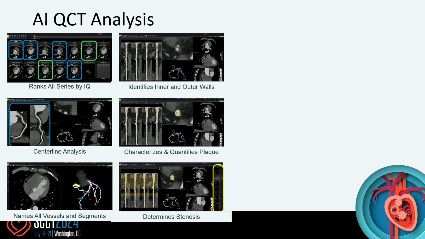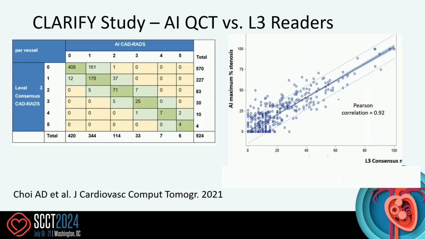AI-QCT analysis, I think, helps us replicate that core lab situation, where you get your best series, identify wall borders, centerline, plaque, and vessel, and quantify the stenosis, as Jim already showed us. Of course, you need data to show that this actually works. These are data from Andrew Choi and from the CLARIFY study showing that when you have level 3 readers, your correlation can be really excellent with this AI-QCT analysis.